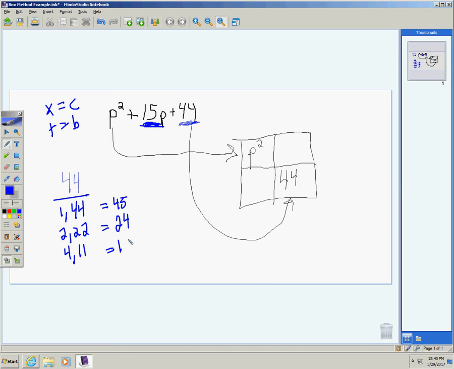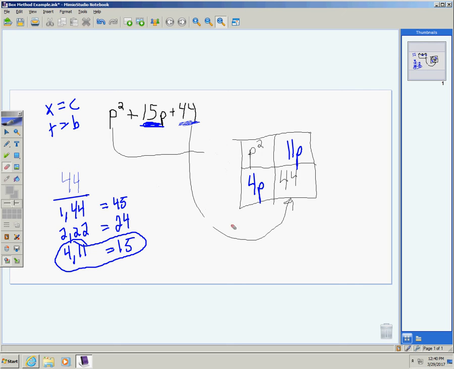So this is what I want to use in these 2 boxes. But I'm not going to write 4 and 11 because I need things that would equal 15p when I added them together. So it's going to be 4p and 11p. I basically just take the factors of 44 and put them in, but then also add the p as well. Once you get your box filled in, it becomes relatively easy to figure out what your 2 binomials are.